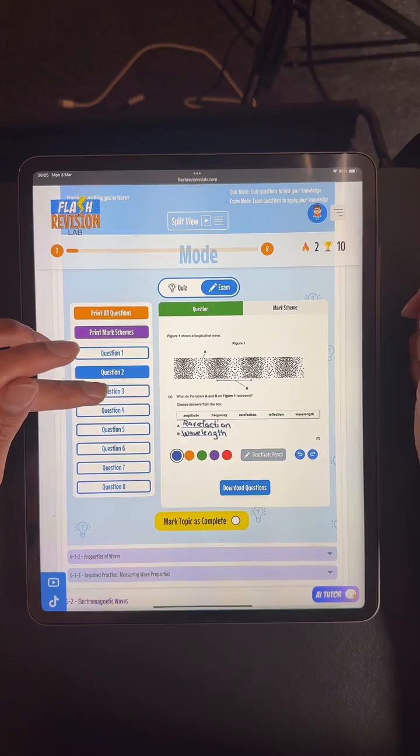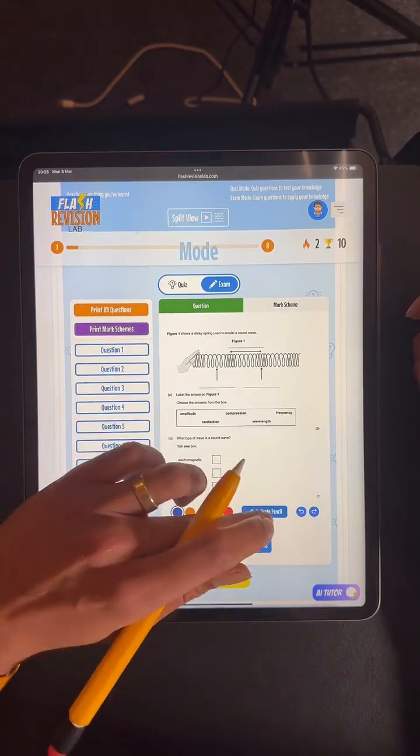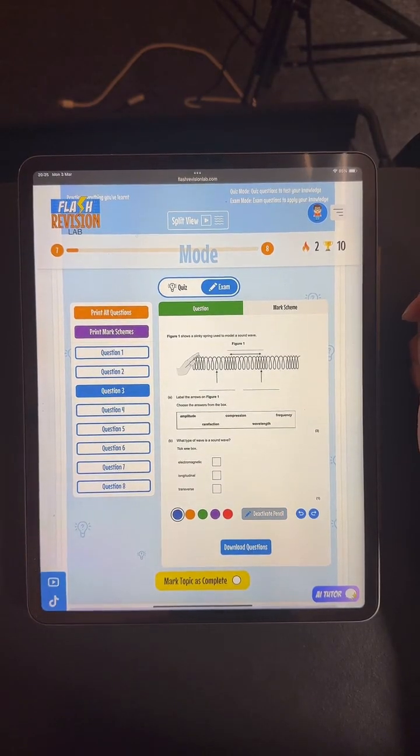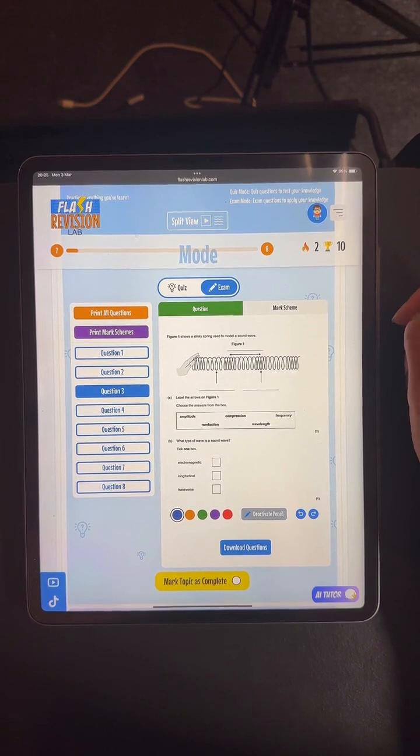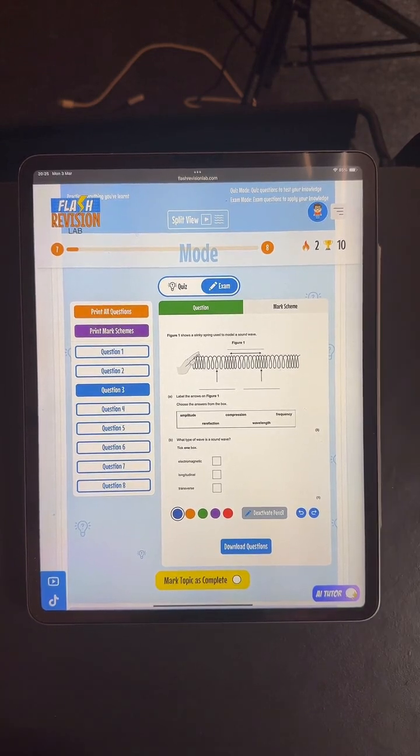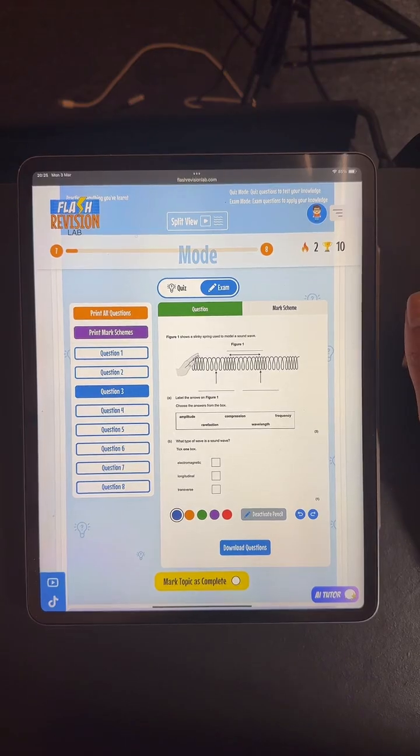Okay, cool. Question 3 then. Figure 1 shows a slinky spring used to model a sound wave. There we go. Didn't think that was coming up. This wasn't planned. Label the arrows on figure 1. Choose the answers from the box. So kind of similar to what we saw earlier. I think the first one should hopefully be a bit easier.